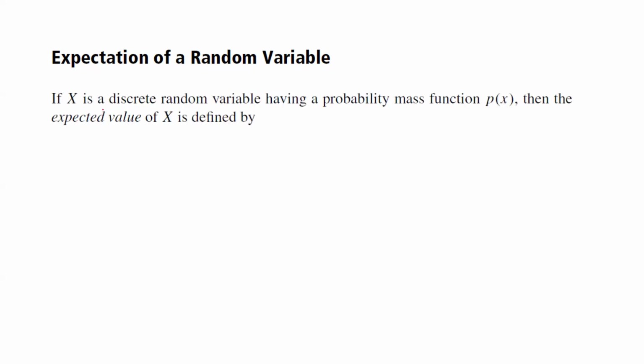Expectation of a random variable. Suppose you have a random variable. If x is a discrete random variable having a probability mass function px, then the expectation of the random variable x, or the expected value of x, which is denoted by E of x, is the summation of all x times px.